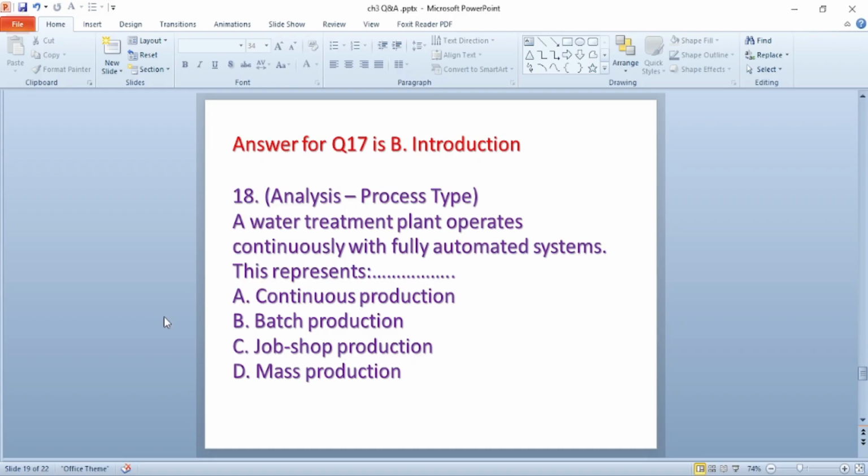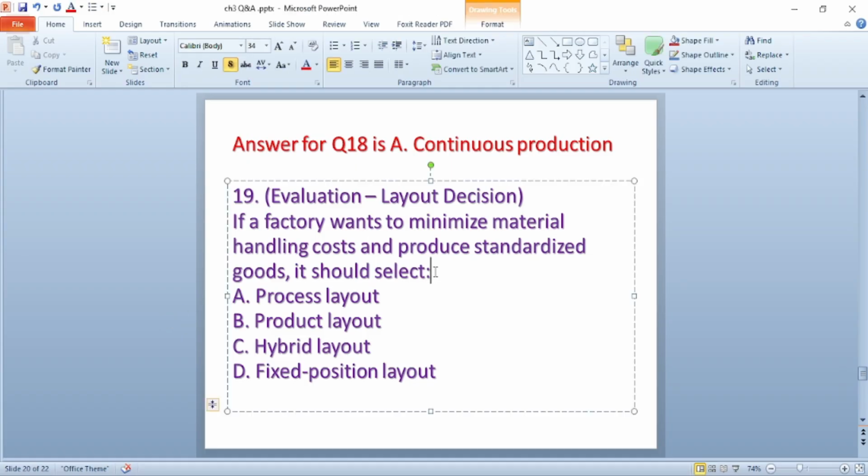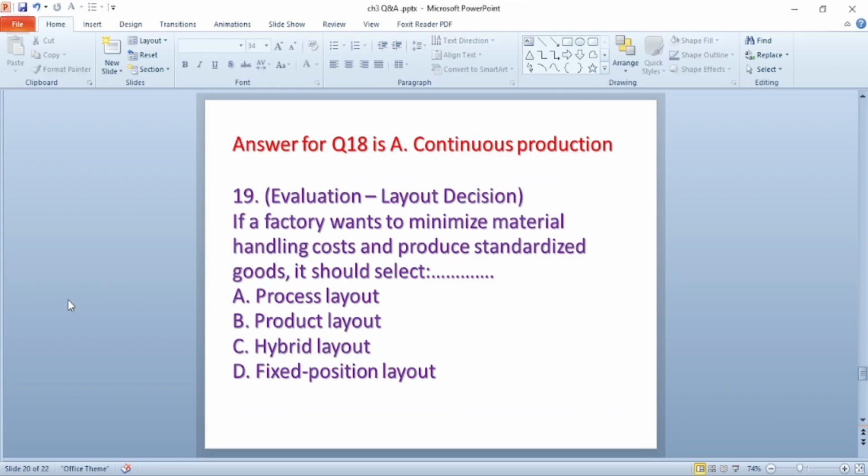Continuous production. Question number 19. If a factory wants to minimize material handling cost and produces standardized goods, it should select dash. A. Process layout. B. Product layout. C. Hybrid layout. D. Fixed position layout. The answer for this question is B. Product layout.